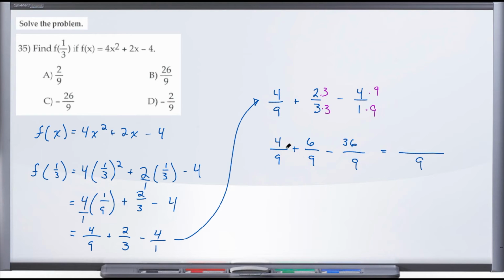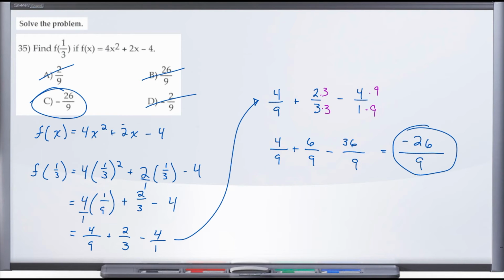And now let's see what we have. We have 4 plus 6, well, that gives us 10, minus 36, well, that gives us negative 26. And so our final answer is negative 26 over 9. Let's see. Not A. Here we have positive 26 over 9, so that's not it. Here it is, C, negative 26 over 9. Perfect. And D was not correct. All right, so there was our answer for number 35.